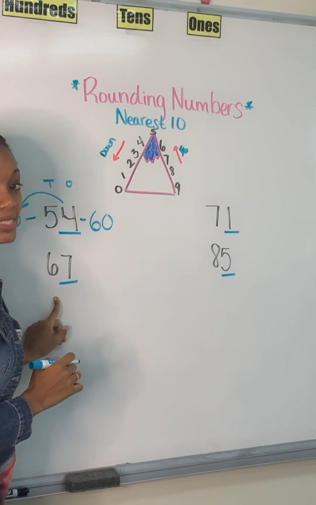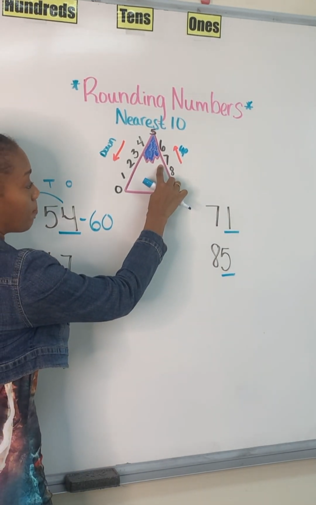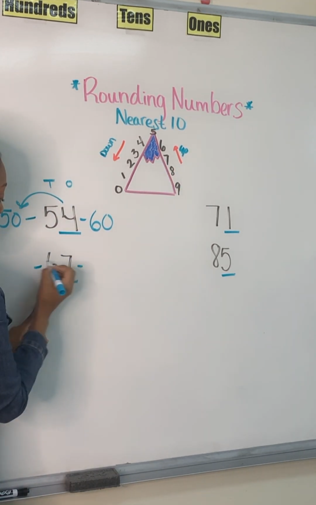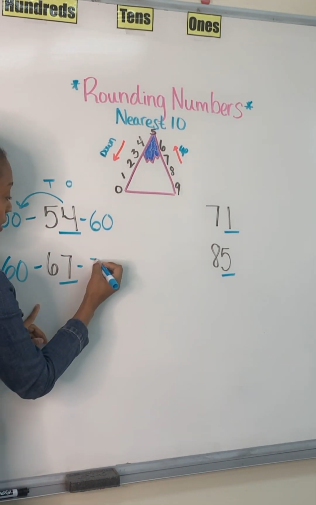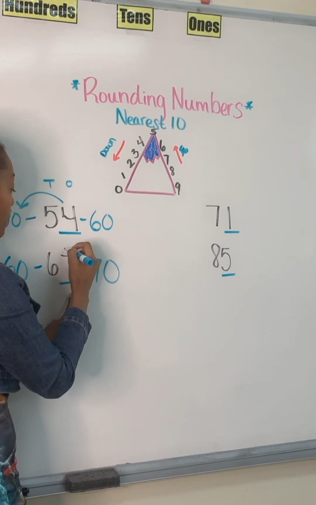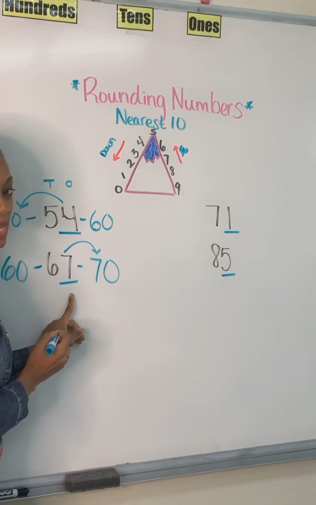In the number 67, if I look on my rounding mountain, 67 says to round up. 67 comes between the numbers 60 and 70. So if I were rounding 67 up, it would be to 70.